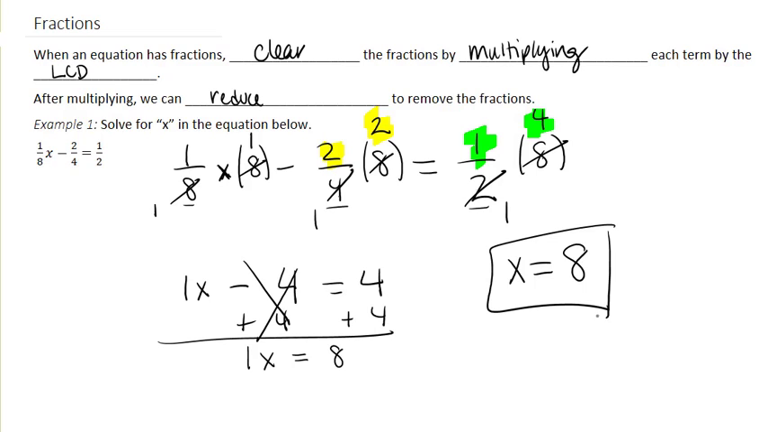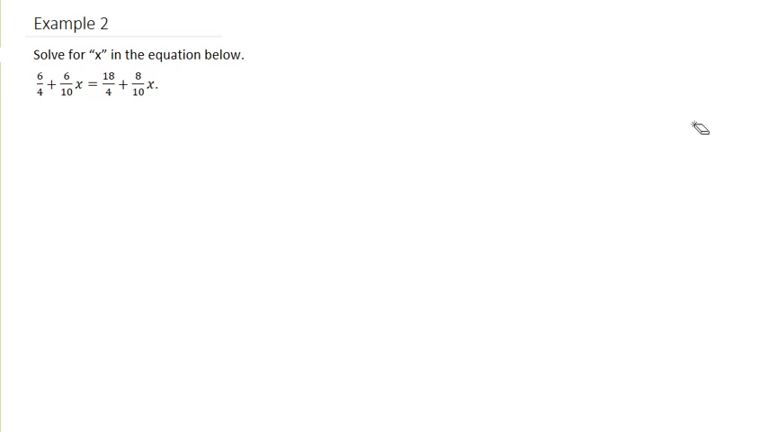So let's do one more example. Example 2. Solve for x in the equation below. So here we have 6/4 plus 6 over 10x, which is equal to 18 over 4 plus 8 over 10x. Now, to solve for this, we find the least common denominator between the 4 and the 10. And the least common denominator, the number that they both are a multiple of, is 20.